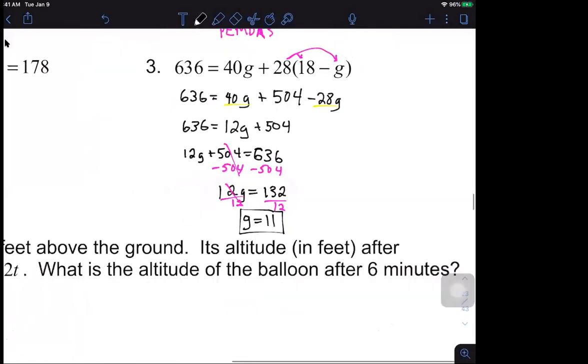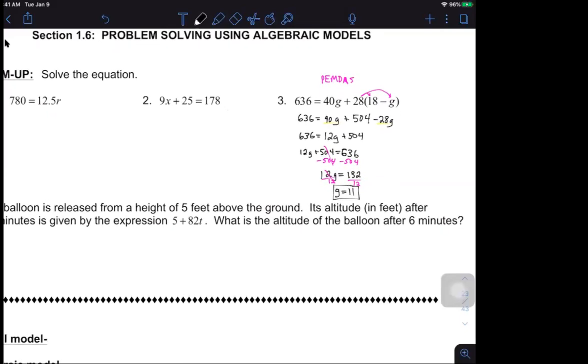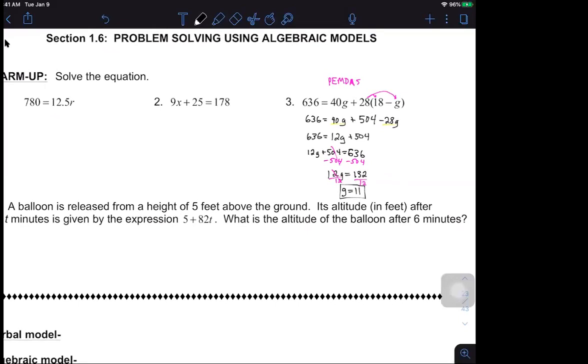Now we're going to look at an algebraic model. Do I have a volunteer who wants to read this problem? Emma, you want to read? Sure. Thank you. A balloon is released from a height of 5 feet above the ground. Its altitude in feet after t minutes is given by the expression 5 plus 82t. What is the altitude of the balloon after 6 minutes?